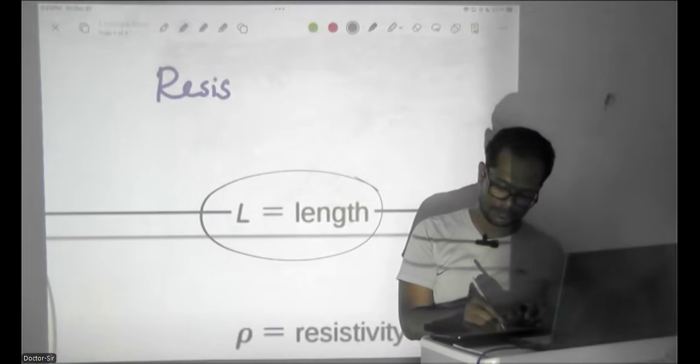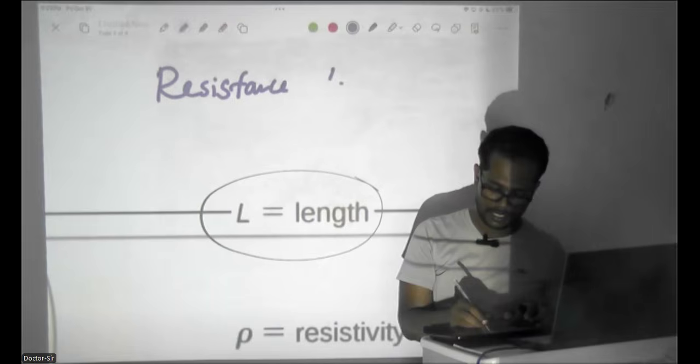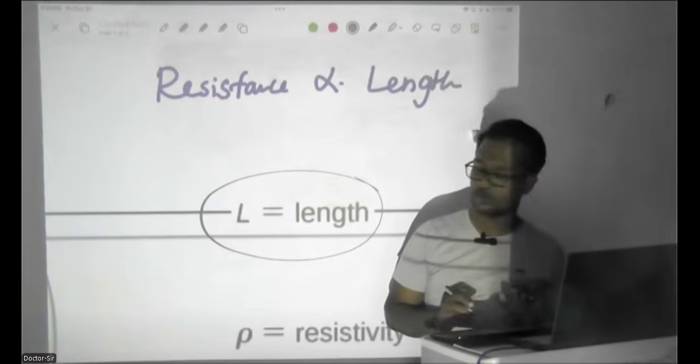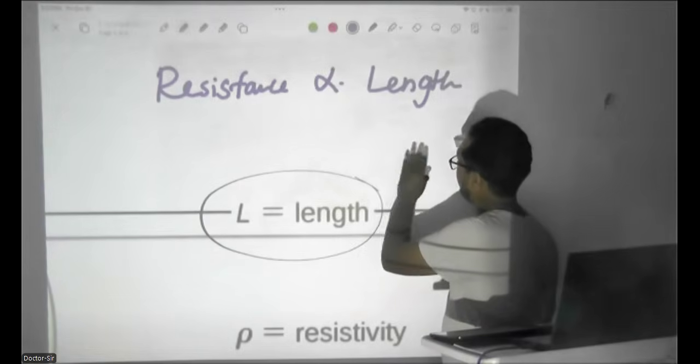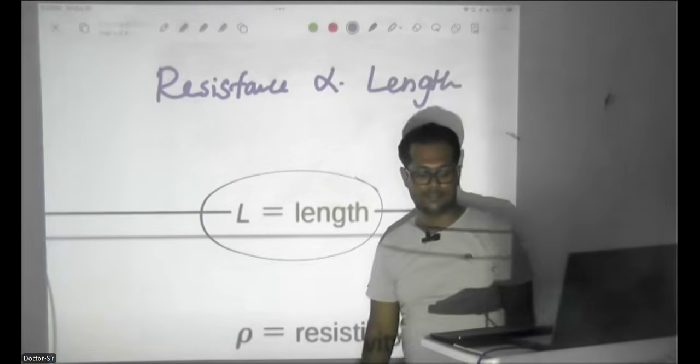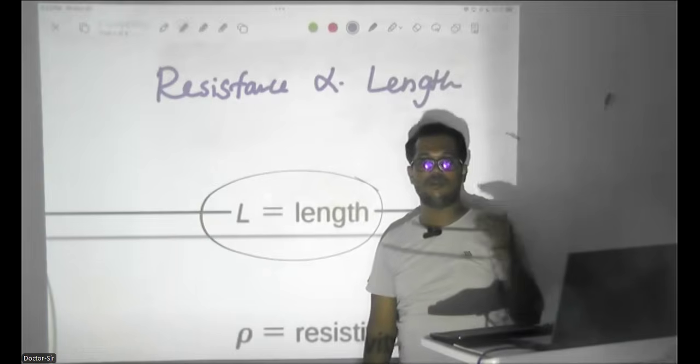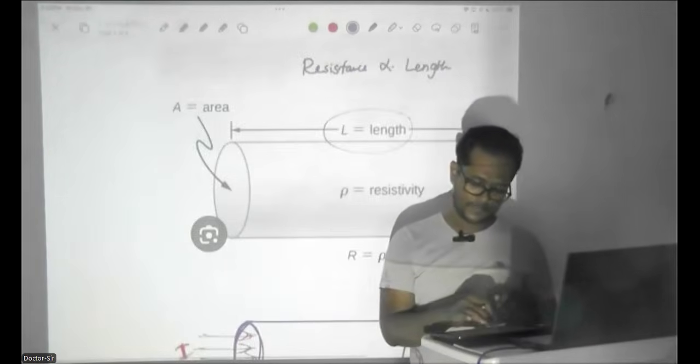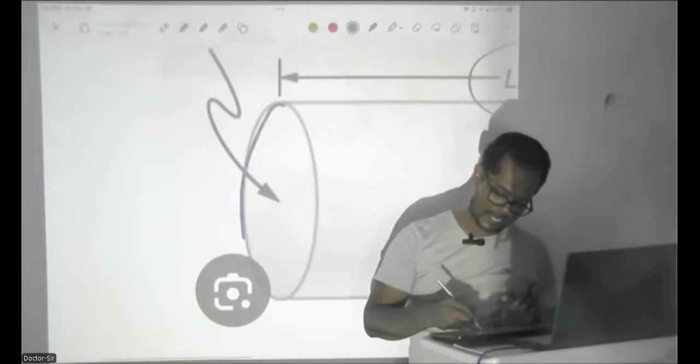Resistance is directly proportional to the length. Okay, so resistance directly proportional to the length. So then I will look at the other features. What are the other features? We have to look at the surface area, this area.